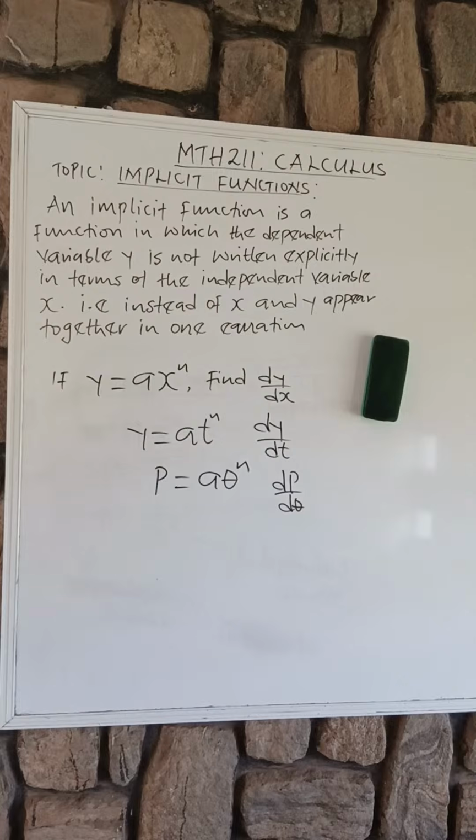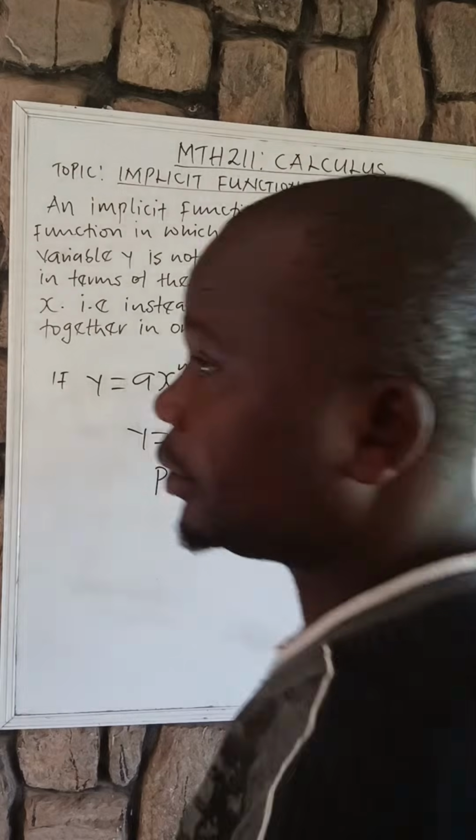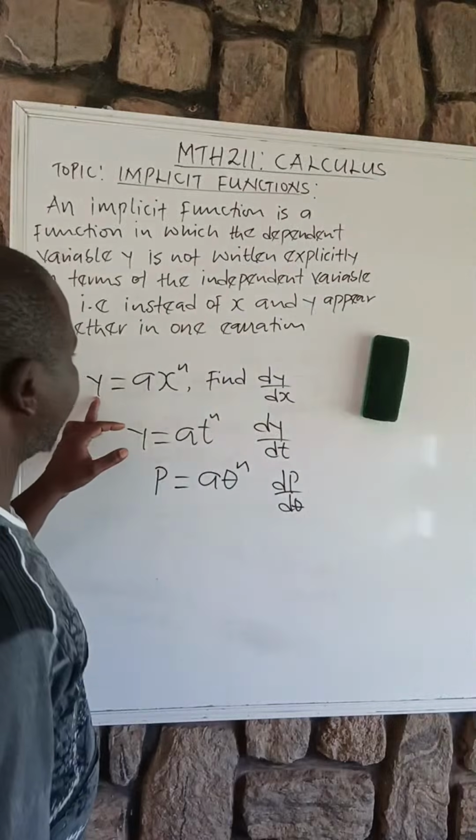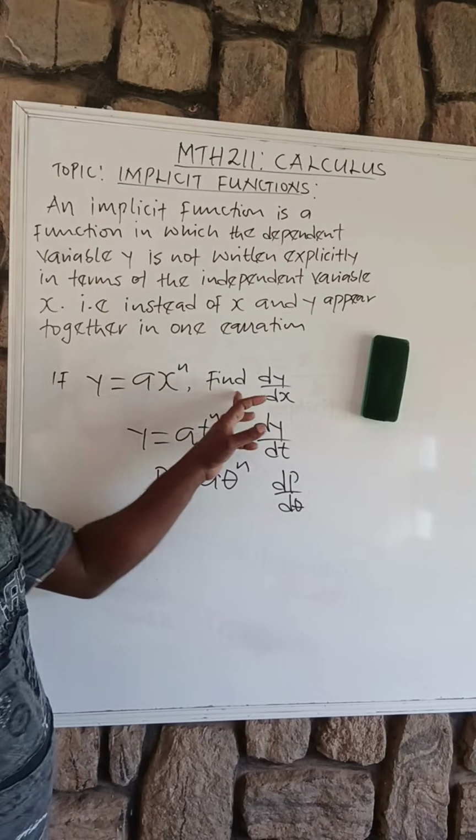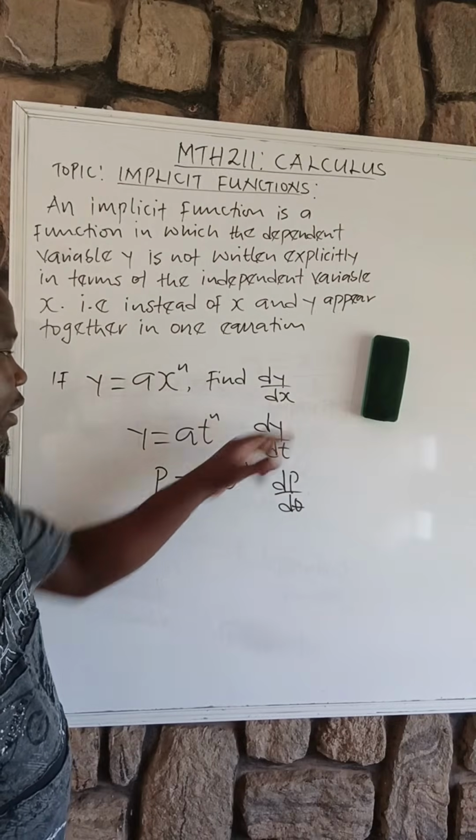Somebody is trying to say, can you explain it again? I have not started doing any example. I'm just trying to tell you that this is a dependent variable, while this x is the independent variable. So that is why they are saying find the y over the t.